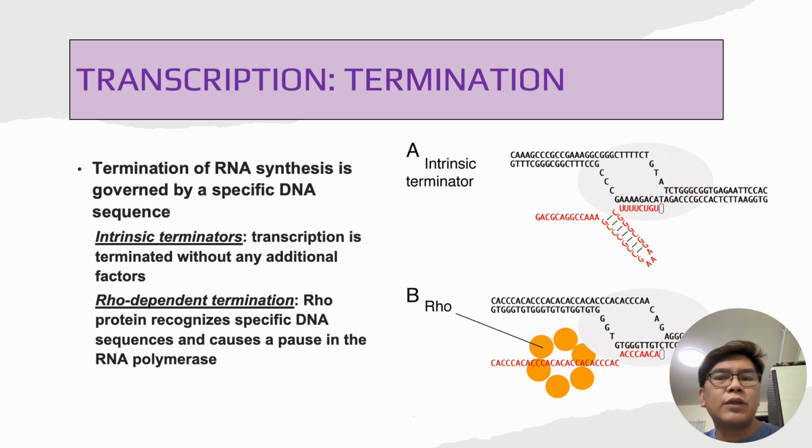Transcription termination is governed by specific DNA sequences. Just like what we said a while ago, transcription terminators should be recognized. We have 2 types of transcription terminators. We have intrinsic terminators, which terminate transcription without additional factor, while the rho-dependent factor termination requires rho protein to recognize specific DNA sequences for termination to proceed.